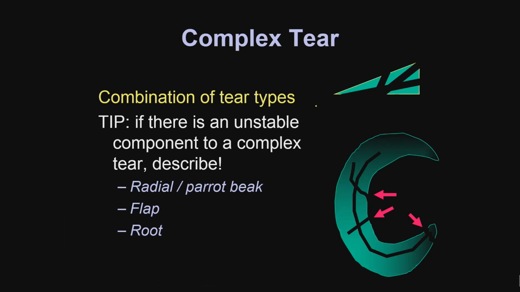When you have a combination of tear types, we call these complex tears. But if there's an unstable component to the complex tear, I like to describe that separately. So if there's a radial type configuration, parrot beak, a flap or flip fragment, or a tear at the root attachment, I'll say there's a complex tear of the medial meniscus, for example, with a tear at the root attachment.